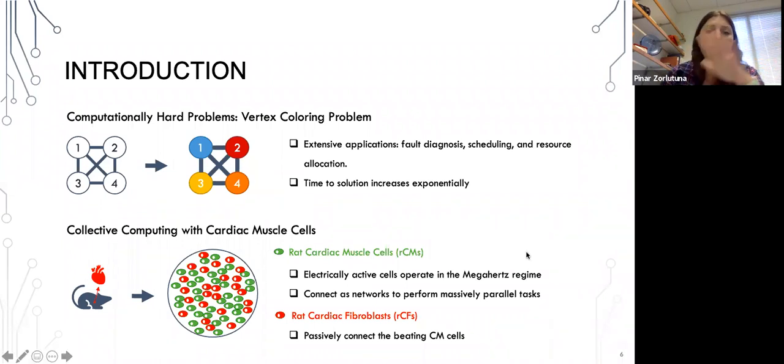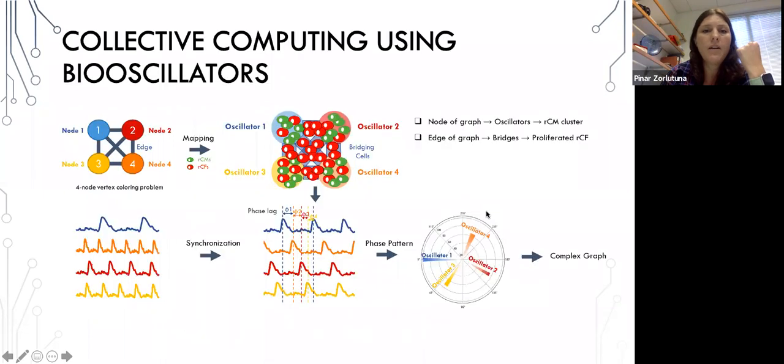And that, energy, is probably one of the main highlights of why this system can be a good alternative to the current CMOS or other types of oscillators. So they are really energy efficient. And then the cardiac fibroblasts are the passive connectors between the beating cardiomyocytes, and they are also essential. They are essential to create an RC coupling between two beating clusters. So the problem can be mapped to the network that we are trying to analyze.